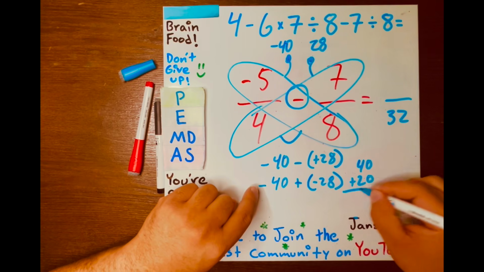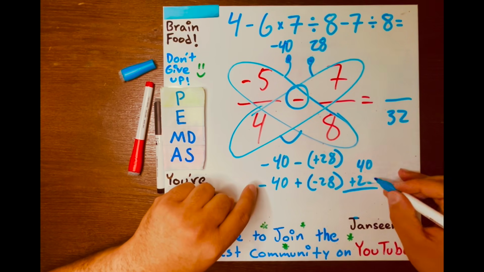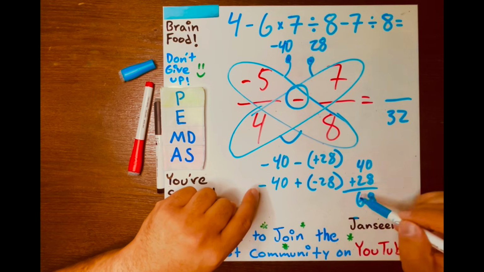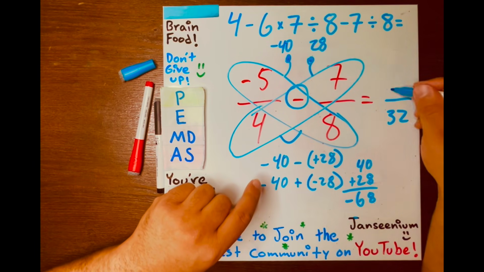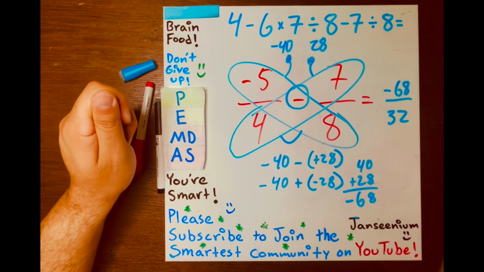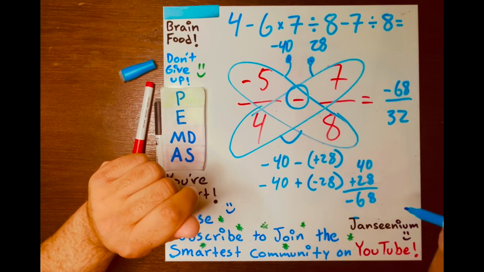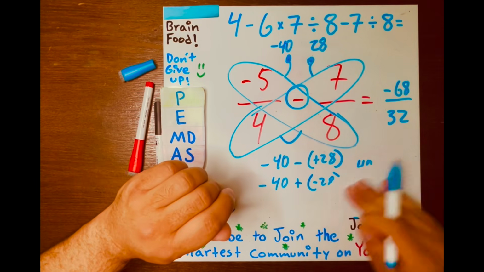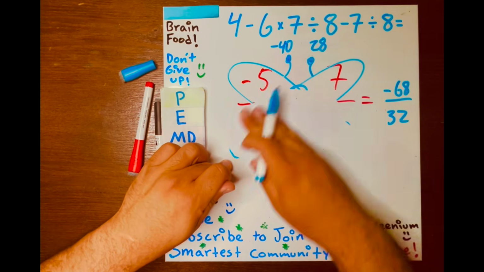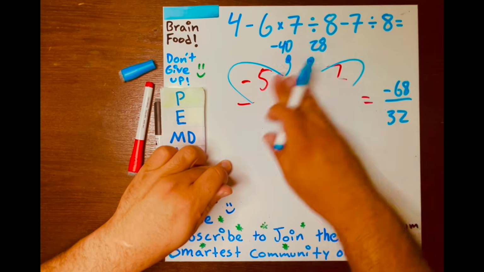So 40 plus 28, that's 8, 4, 5, 6, so 68, and keep the sign. So it's negative 68. Did I do something wrong? Huh, that's right. Yeah, that's right, I think. All right, let's continue. And yeah, we can break this down further.